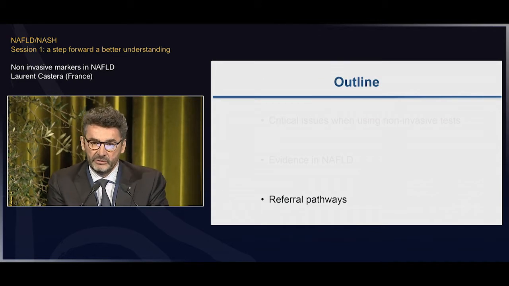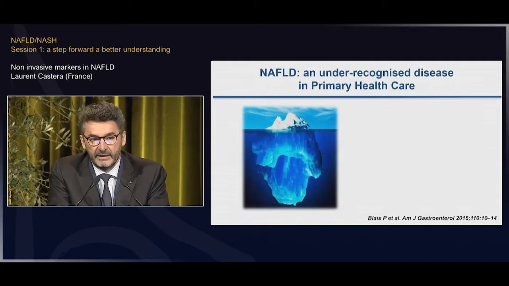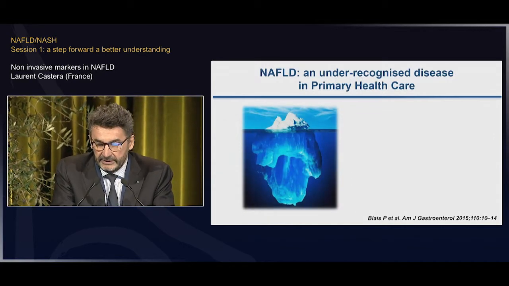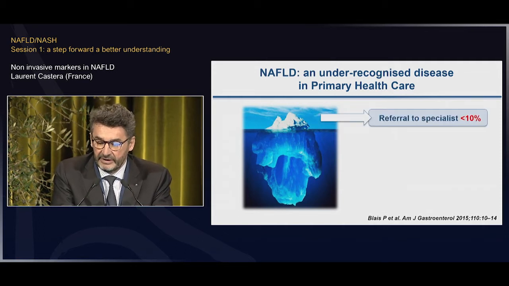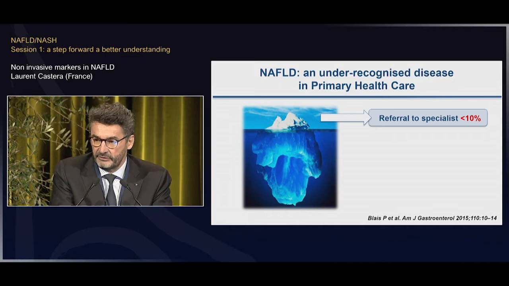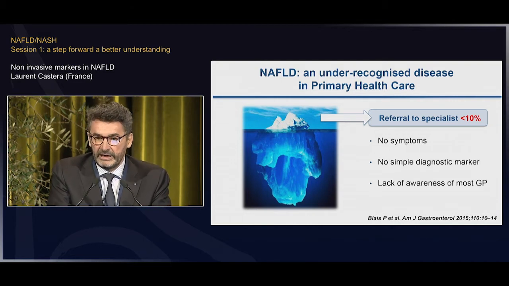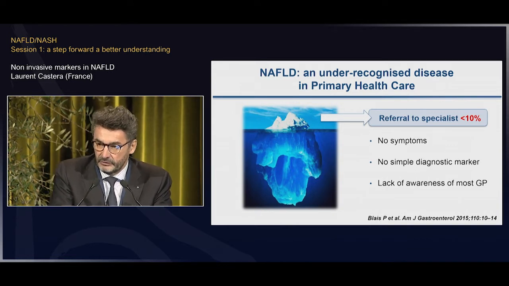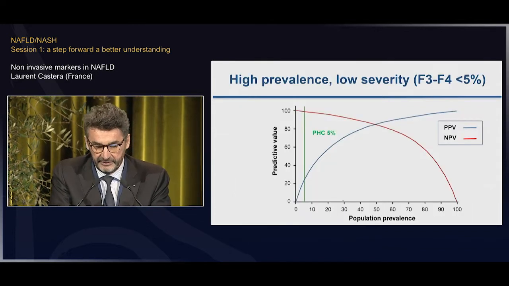So now, how can we use it in our everyday practice, in the referral pathway? The issue is NAFLD is an underrecognized disease in primary health care. Look at this American study: less than 10% are referred to the specialist. There are several reasons for that. Of course, there's no symptom and no simple diagnostic marker, but overall, very low awareness among our colleagues. Most GPs have no clue about NAFLD, and the same for diabetologists. So we need to raise the awareness.